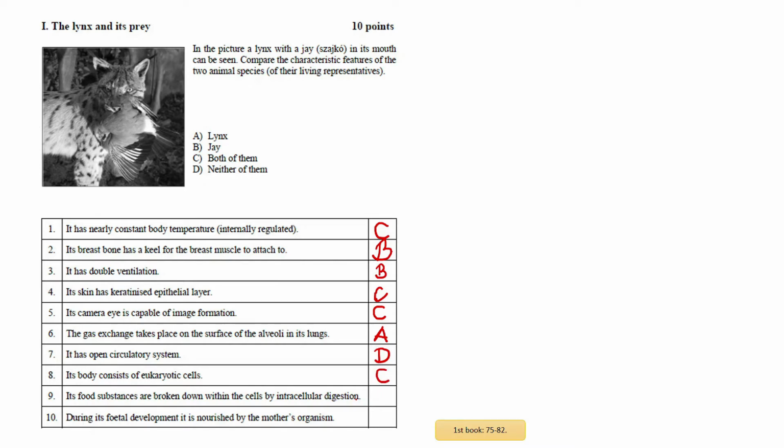Its food substances are broken down within the cells by intracellular digestion. Basically, the digestion takes place in the lumen of the digestive tract in case of these animals. Therefore, it's extracellular, so D is going to be the good answer. During its fetal development, it is nourished by the mother's organism. We know that lynx is a placental mammal, so A is gonna be the good answer.